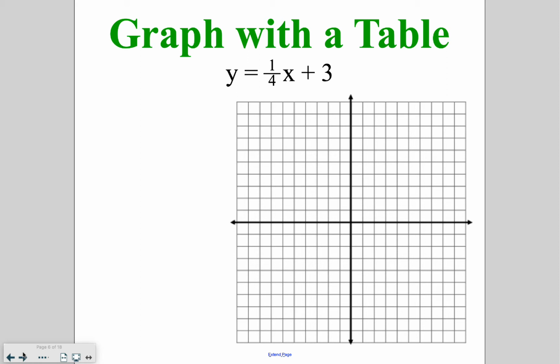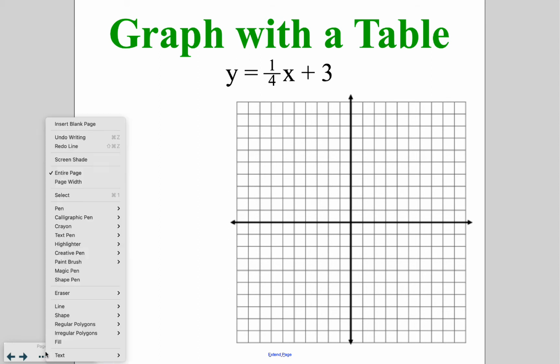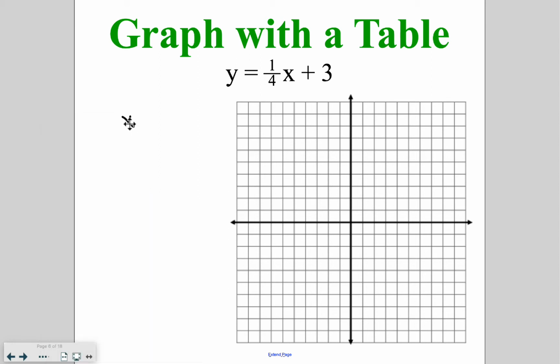If I multiplied 1/4 times -1, I'm going to get -0.25 plus 3, which is going to be 2.75. It would be really hard on the graph to get an accurate estimate of where 2.75 is. So when you have fractions, instead of using -1, 0, and 1, we want to use numbers that are actually going to give us whole numbers.